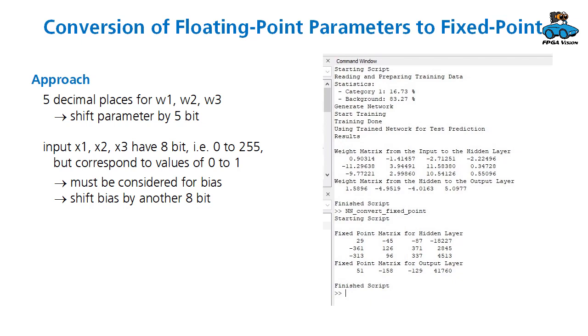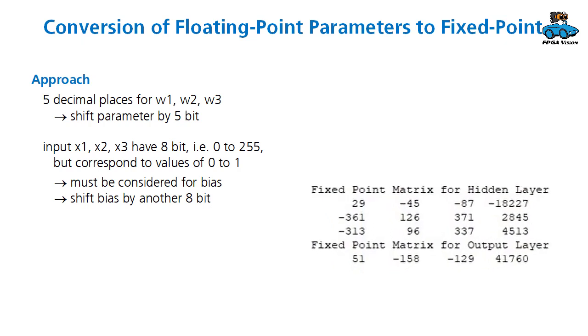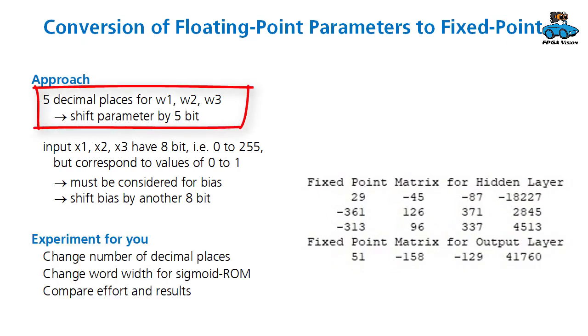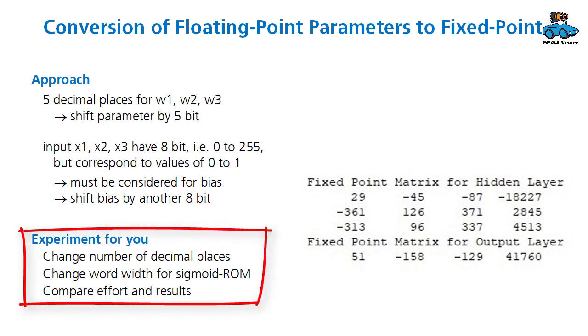We have the script from the previous lecture that calculates the floating point parameters. And then we have a script NN, convert fixed point, that calculates the fixed point parameters. And here are the values. The 5 decimal places are a design choice. You can use other numbers of decimal places, and you can also change the word width of the sigmoid ROM and compare effort and results.